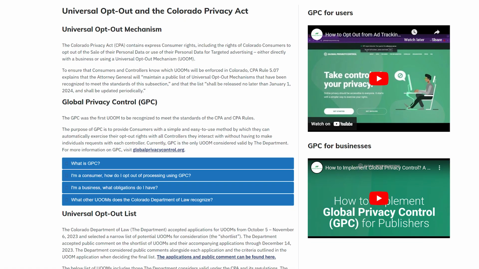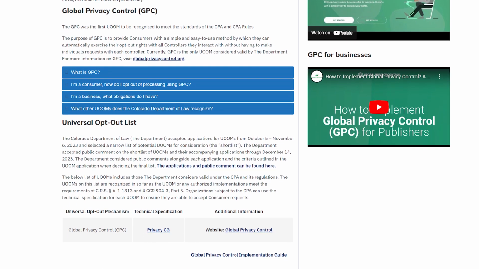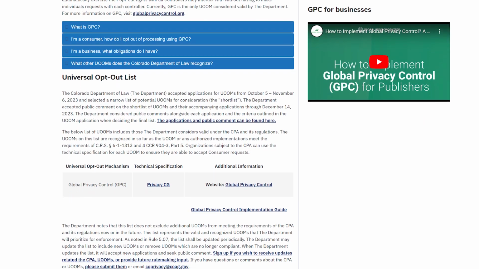While most of these laws do not explicitly mention global privacy control, GPC is the most widely recognized mechanism for fulfilling the universal opt-out mechanism requirement. For example, if we look at the Colorado Attorney General's website, GPC is the only universal opt-out mechanism officially recognized by the department. GPC has effectively become the standard modern solution for complying with universal opt-out mechanism requirements, although that could change in the future if other specifications are developed. The laws leave the doors open for this.